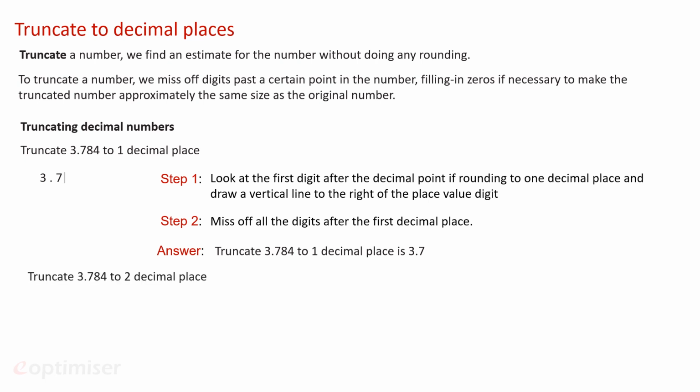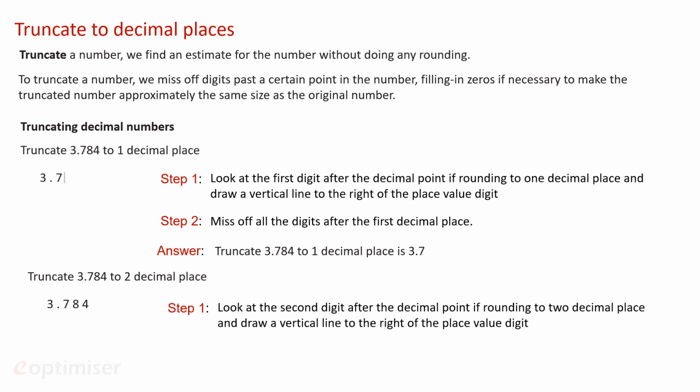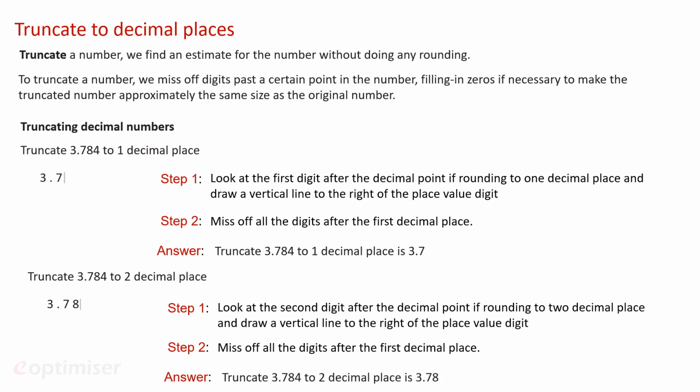Similarly, if you truncate 3.784 to 2 decimal places, you have to put the line after the second decimal digit. Then you have to remove all the numbers after the line. So if you truncate 3.784 to 2 decimal places, you will get 3.78.